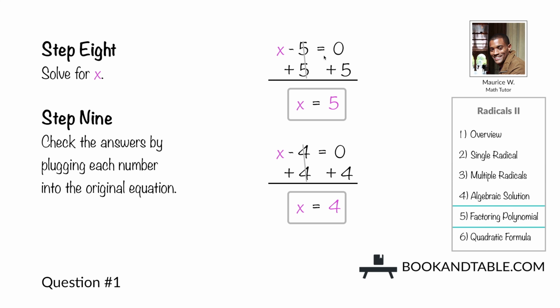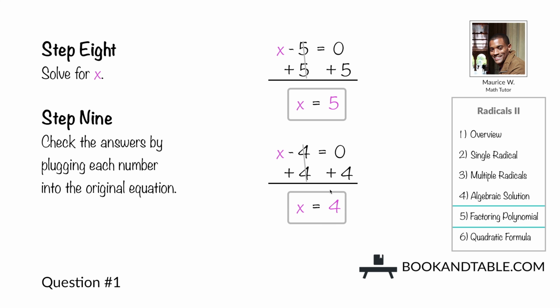X minus 5 is equal to 0. To solve for x, we add 5 to both sides, leaving us with x is equal to 5 as one potential answer. The second factor we had was x minus 4. So to solve x minus 4 is equal to 0, we add 4 to both sides, leaving us with x is equal to 4 as our second potential answer.